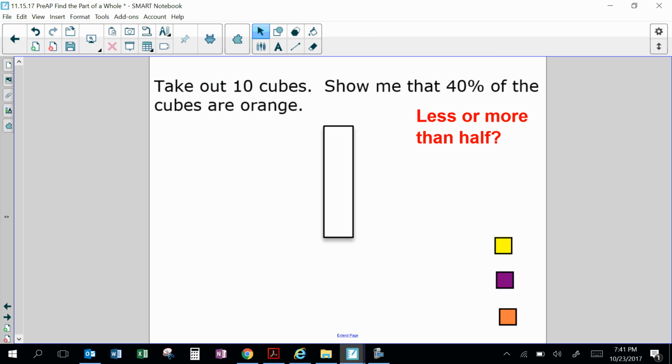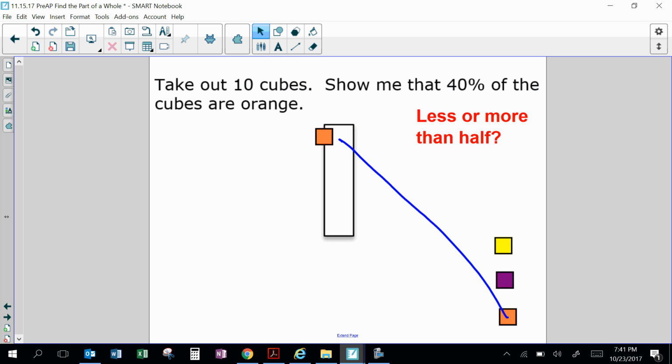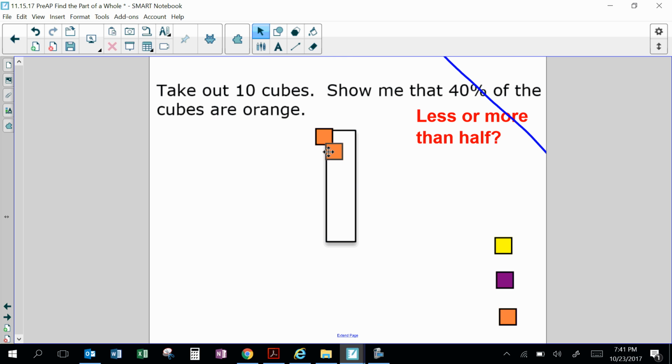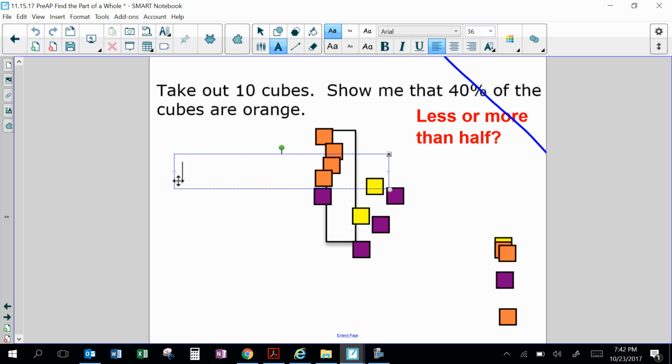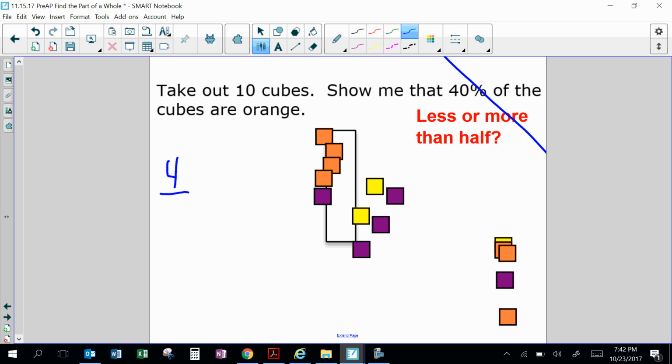Take out 10 cubes. Show me that 40% of the cubes are orange. So is this more than half or less than half? Well, it's probably going to be less than half. It is 40%. So let's see, 5, 6, 7, 8, 9, 10, but it's going to be less than half, so I'll take this one away. So let's see if this one works. 4 orange out of 10, and to get to 100%, the scale factor is times 10. That's 40%. It worked again.